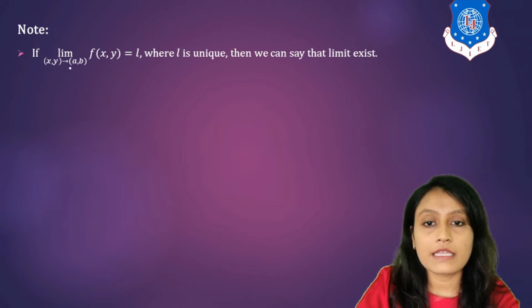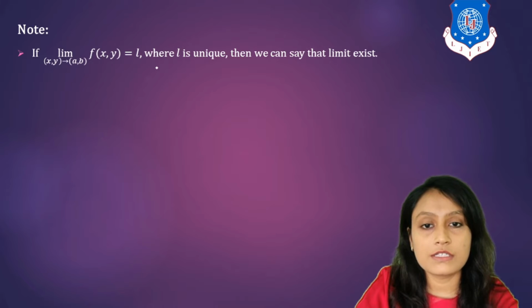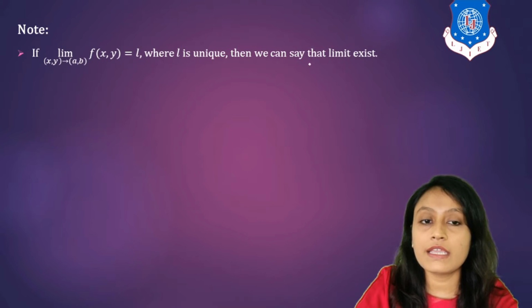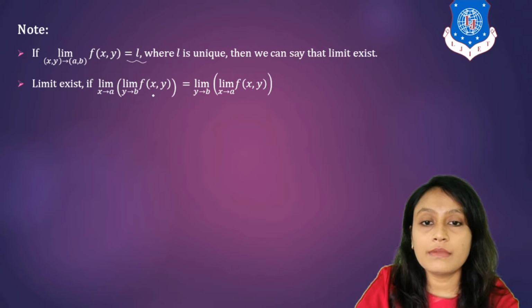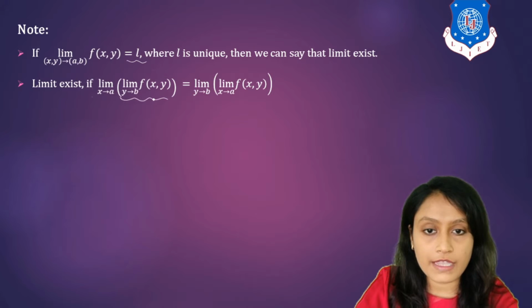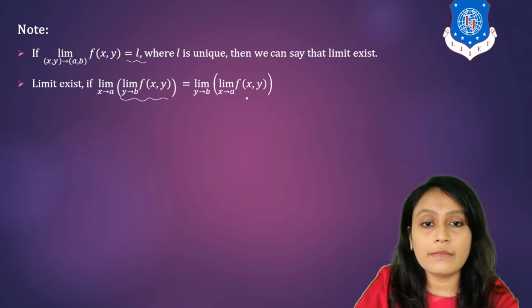If the limit as (x,y) tends to (a,b) of f(x,y) equals L, where L is unique, then we can say that the limit exists. Okay, so if we get a unique answer L, then we can say that the limit exists. Now to check whether the limit exists or not, we use this formula. Firstly we apply the limit y tends to b of f(x,y), and then we apply the limit of x. Next we apply the limit of x first, and then we apply the limit of y. Both the limits should be equal, then we can say that the limit exists.